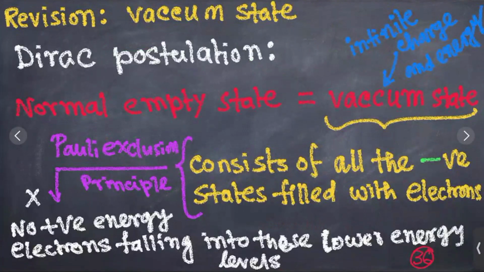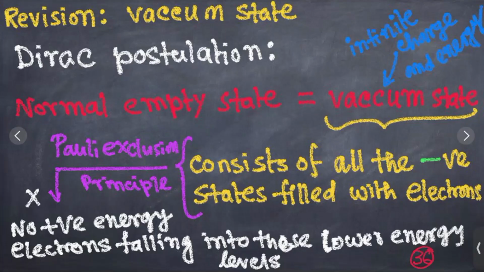what he is saying is that in a vacuum state there are no positive energy electrons, so you are allowed to fill positive energy electrons. Yes, exactly. This is how I am trying to quote his words. When he defined the vacuum state, which is basically the normal empty state in simple language, because vacuum is a very scientific word, he defined it as a state with the possibility of infinite charge and energy, completely filled with negative energy.